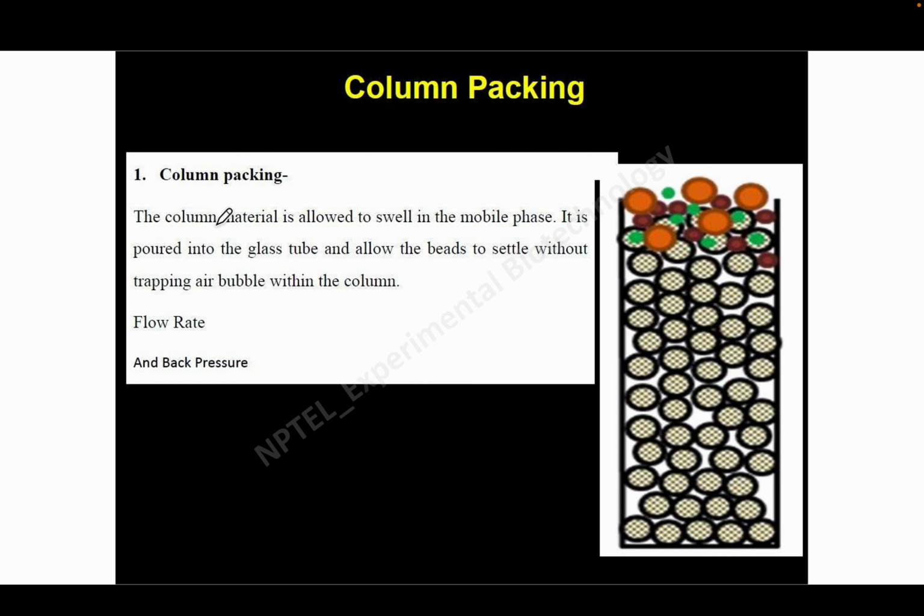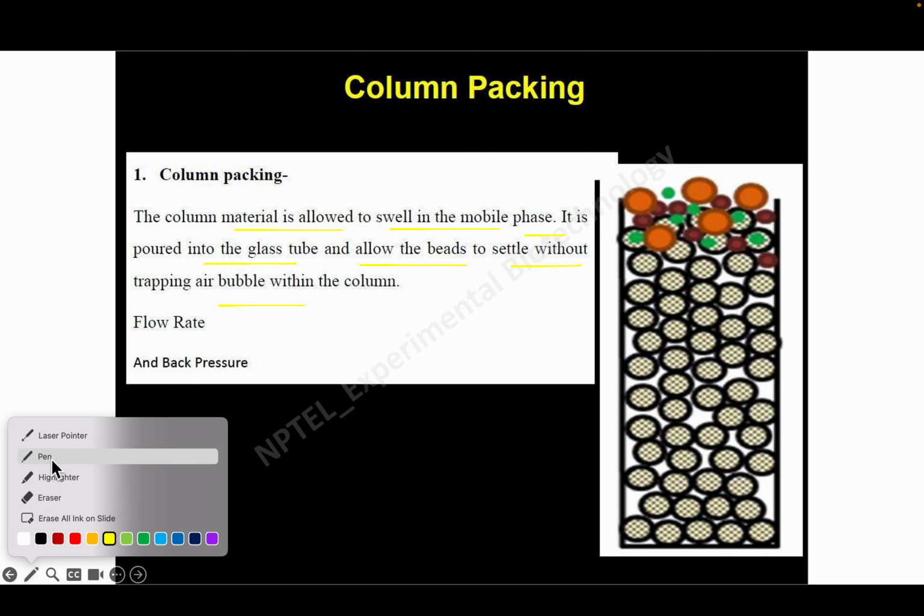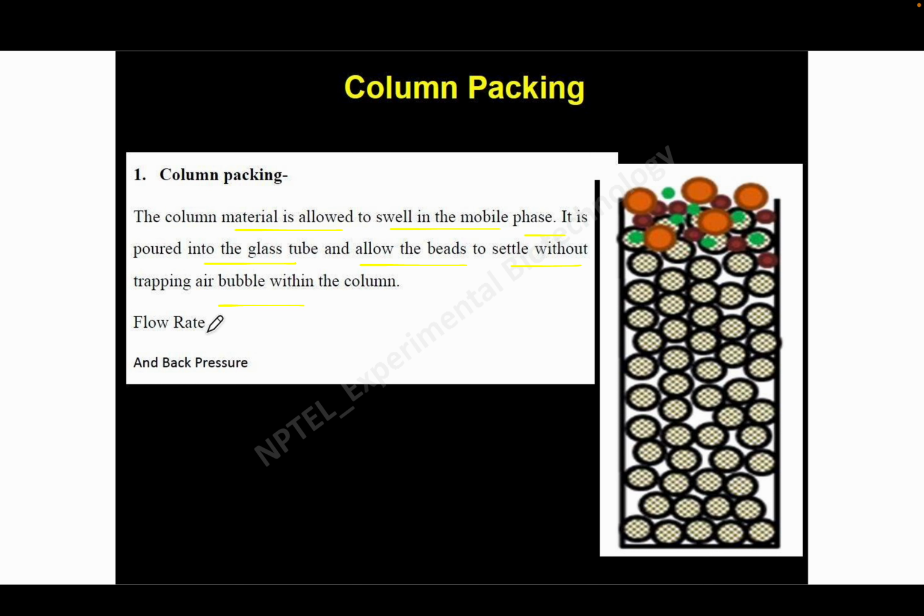For column packing, the column material is allowed to swell in the mobile phase. It is poured into the glass tube and the bed is allowed to settle without trapping air bubbles within the column. So you have to follow this so that you don't trap air bubbles inside the column. The first thing you have to do is swell the column material in the mobile phase, whatever the mobile phase is. Then you have to check the flow rate and also the back pressure.